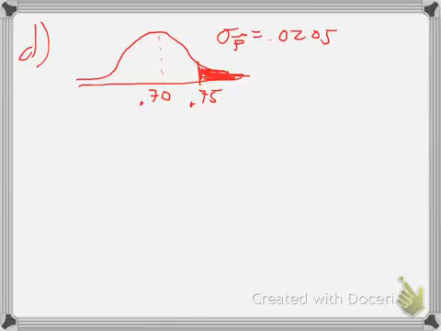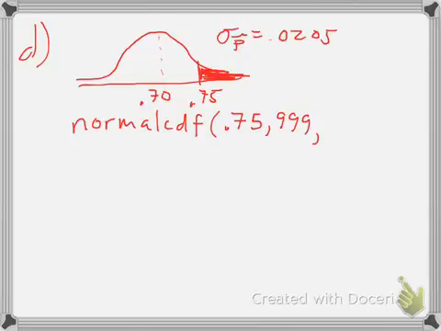If I do it this way, this might be the most direct way since I already know the mean and standard deviation. I can just use normal CDF in the calculator. My lower bound would be 0.75. I'm going 75% or more, so off to infinity. The mean was 0.70, and the standard deviation was what I had found before. That's one way I can do it.